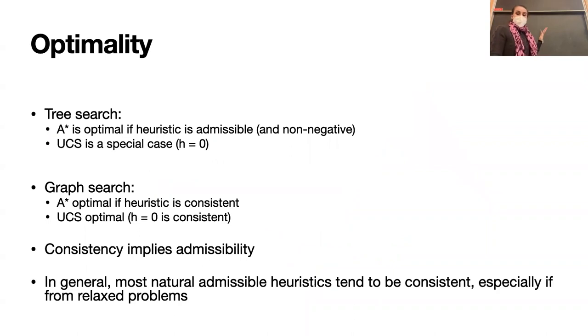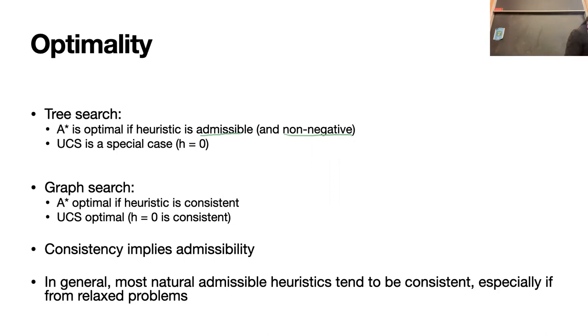So what do we know about the optimality of A star? These are very important concepts that you might want to write down for something like a worksheet or a quiz. For tree search, okay? We know that A star is optimal if the heuristic is admissible and it's non-negative. Okay, we're always assuming that our heuristics are non-negative in this class. If you're really interested in what happens with negative heuristics, we can talk later. So this is specifically for tree search.